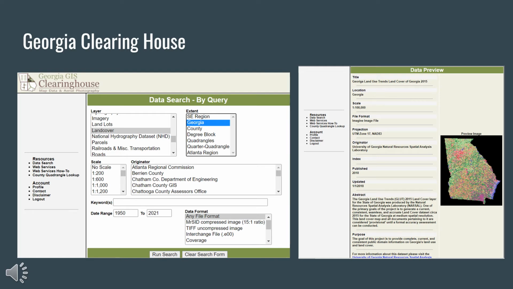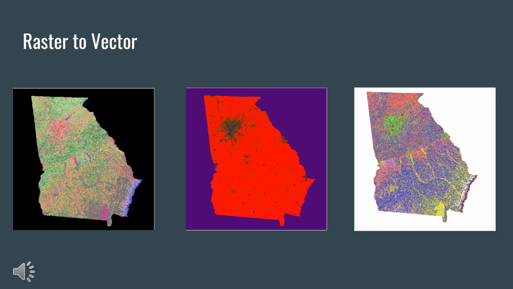Once I found the land use data set that would best suit my assessment, I was easily able to extract it into ArcMaps. The map on the left is the raster image that I uploaded in ArcMaps from the Georgia Clearinghouse. I began reclassifying the raster image to make the data more suitable to work with and easier to understand.